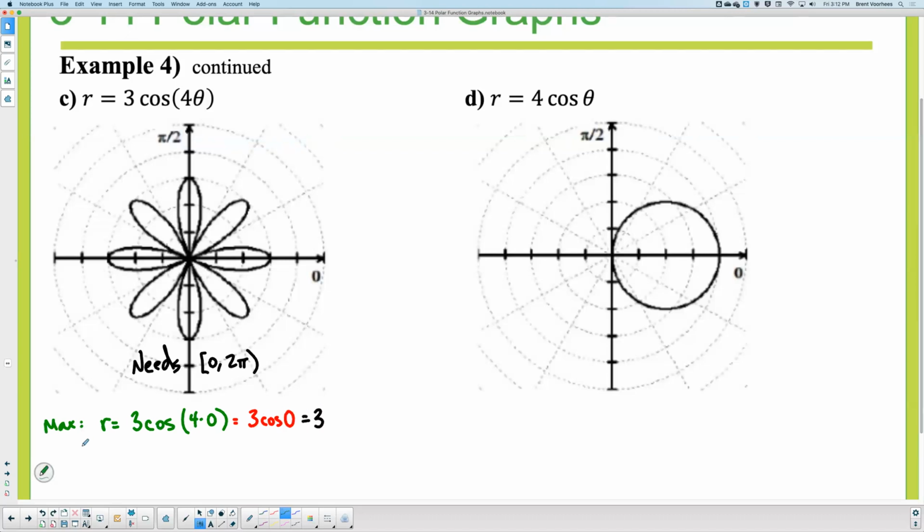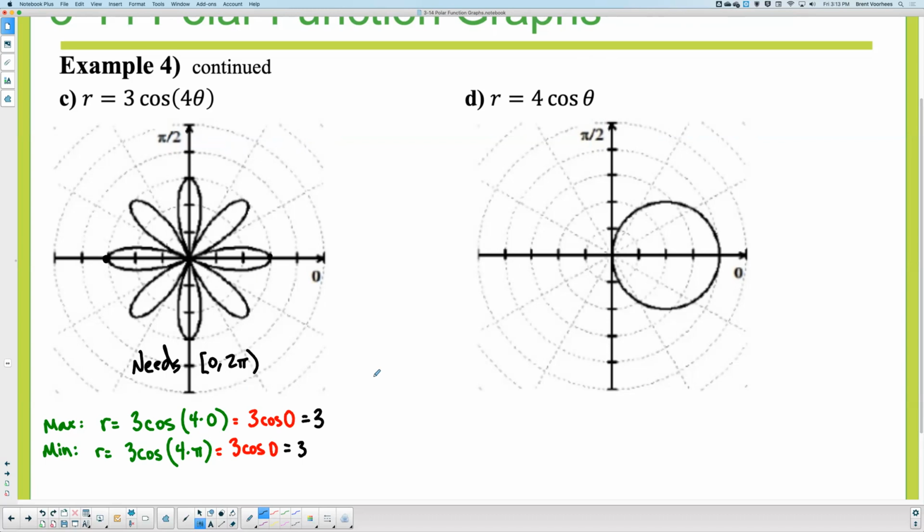Now, if I try the minimum, I need this to be a -3. 3 cosine of 4 times, cosine gets its minimum at pi. So 4 times pi is just 4 pi, which is coterminal with 2 pi, which is also coterminal with 0, and notice here we get 3. Those are not opposites, they're the same. So we need a full 2 pi. That means when we're at 0, we're over here. When we're at pi, we're over here. They're not in the same location. For that reason, we need the full 2 pi.